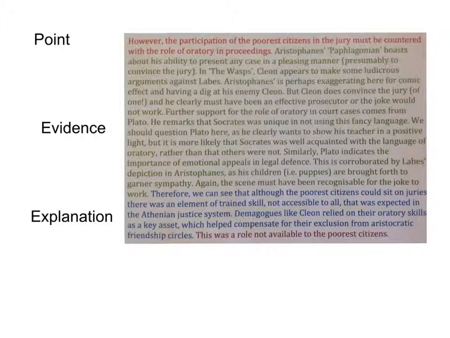Again, my explanation at the bottom is vital for showing how all my evidence is actually useful for supporting my initial statement. And the reason for that is that we can clearly see that it's people like the demagogues, for example, Cleon, who are able to deploy these trained skills that not everyone would have. Not everyone would have the time for these skills. And so, because they're a key asset in the proceedings, therefore we must assume that this is an aspect of the law courts that the poorest citizens couldn't play a part in.